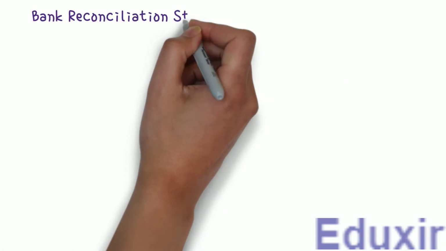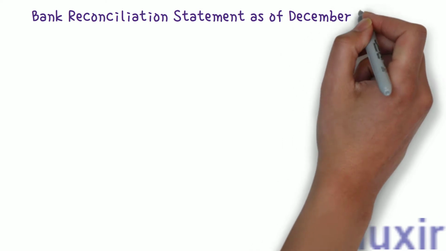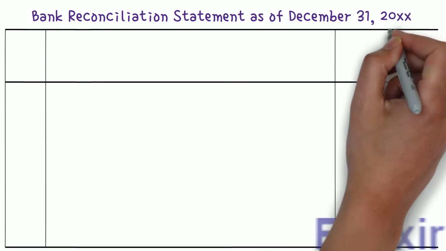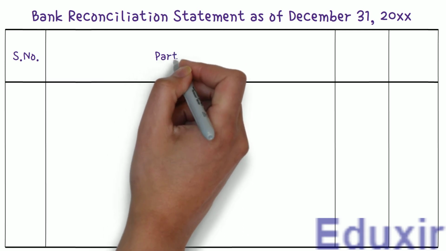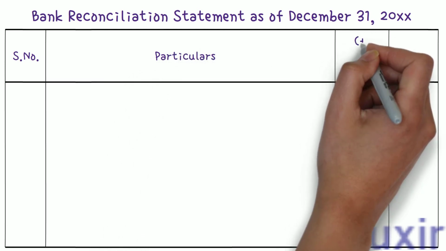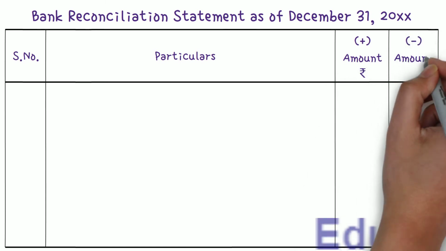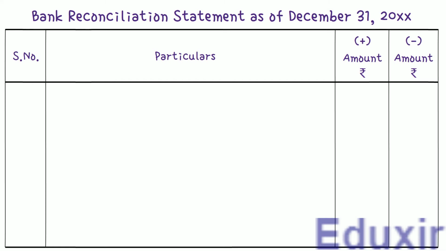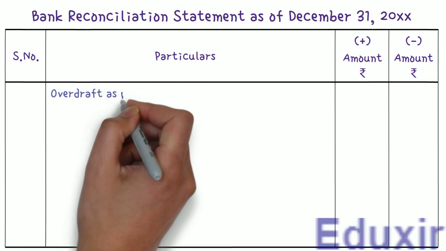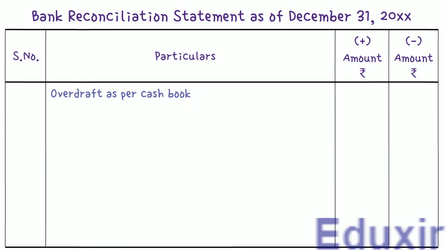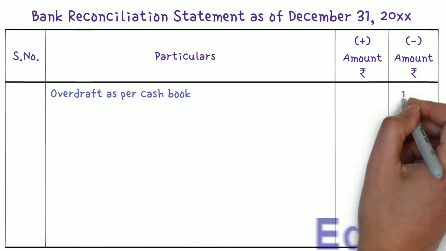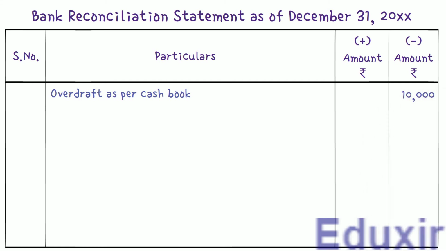Let us first write the title as Bank Reconciliation Statement as of December 31st, 2000 plus. Let us have the individual columns for serial number, particulars, the amount that should be added, and the amount that should be deducted. Let us first write the particulars as overdraft as per cash book. As this is a credit or unfavorable balance in the cash book, we need to write this amount of 10,000 rupees in the minus amount column. That completes the recording of these details in the bank reconciliation statement.